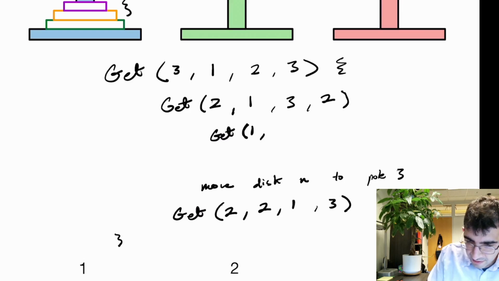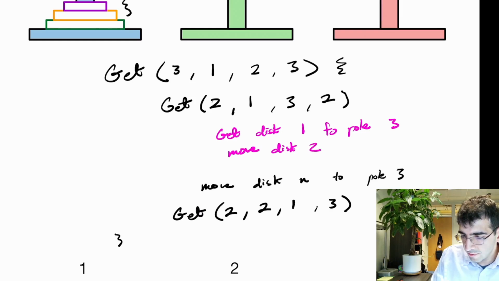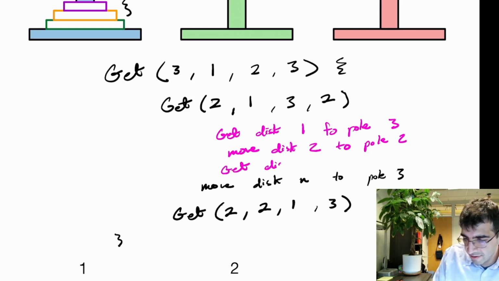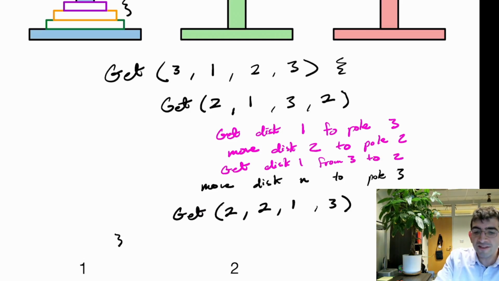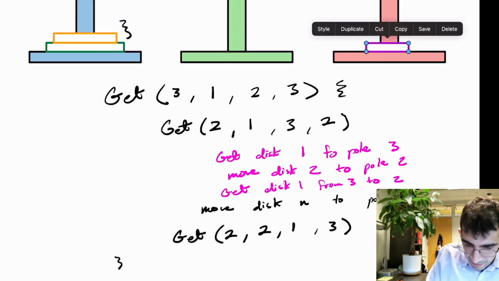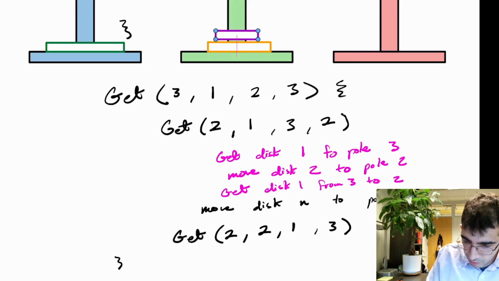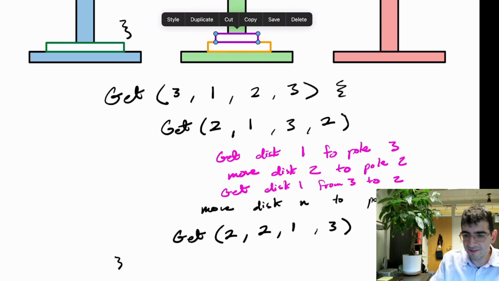Yep, it needs to get disk 1. And actually, I won't write that down, but it will get disk 1 to the intermediate pole, which is 3. Then it will move disk 2 to pole 2. Then it will get disk 1 from 3 to 2. Right? Which is exactly what we did. We simply took disk 1, we moved it to 3. Then we took disk 2, moved it to pole 2. And then we took disk 1 and we moved it to pole 2. Simple as that, right?